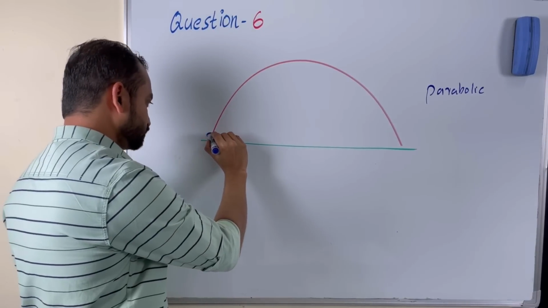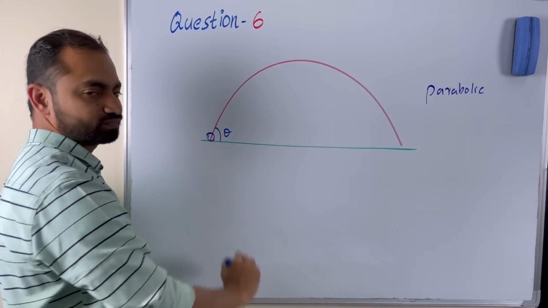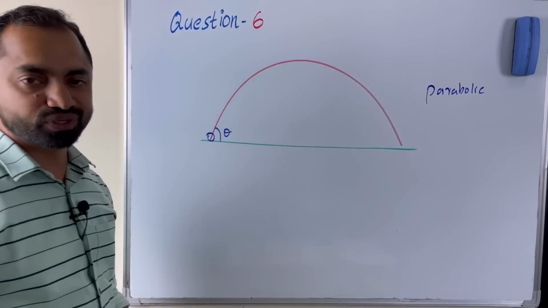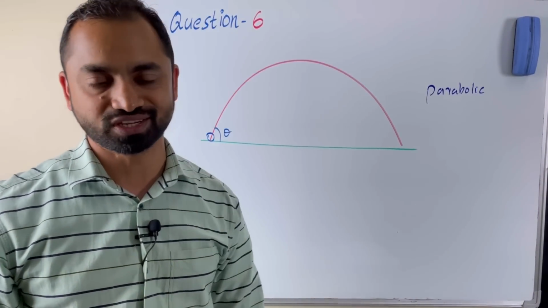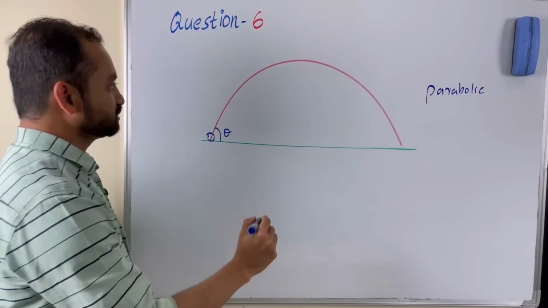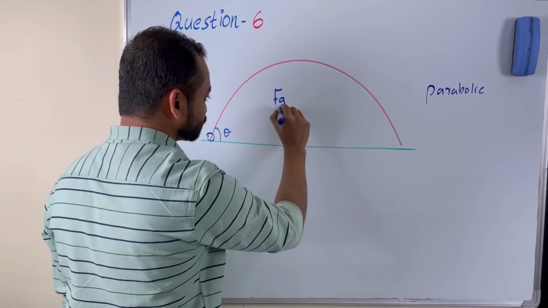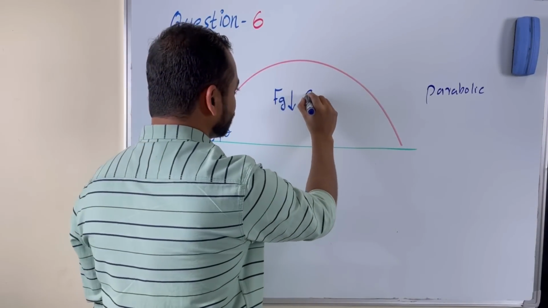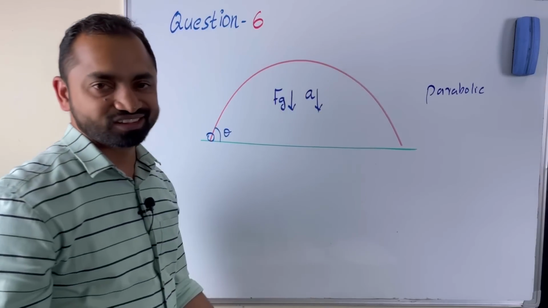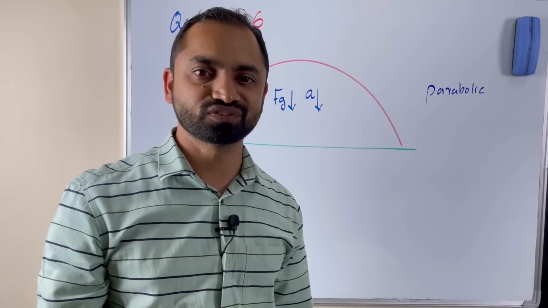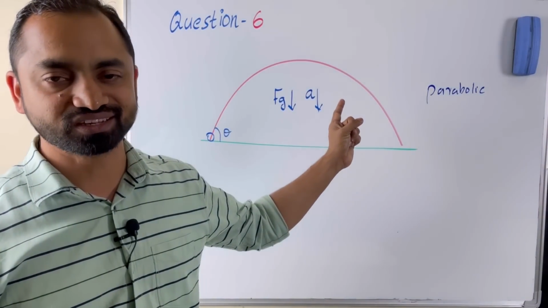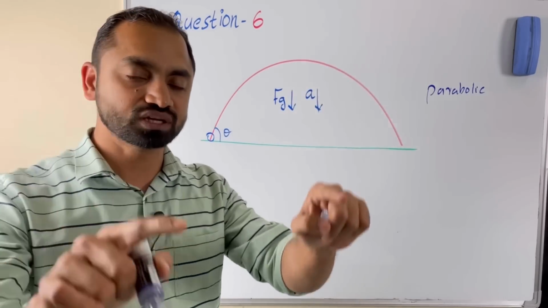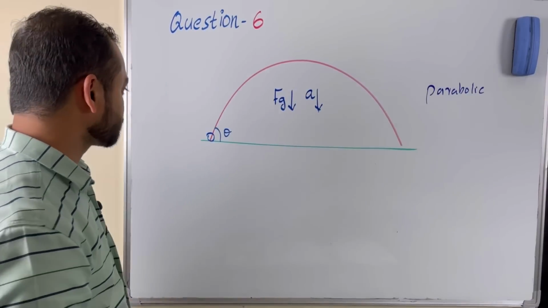So you are throwing a ball from here at an angle theta. So the ball will be following this parabolic path. So we know that on a projectile only one force is acting, that is force of gravity. The only force acting on a projectile is force of gravity, that will be acting vertically downward. So the acceleration will be always along the direction of the net force. So here only one force is acting, so the net force is force of gravity, so the acceleration will be always vertically downward on a projectile.